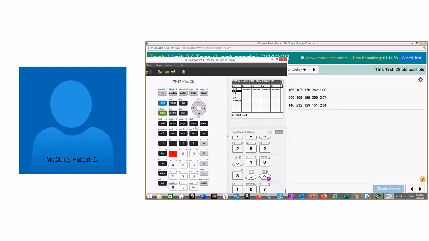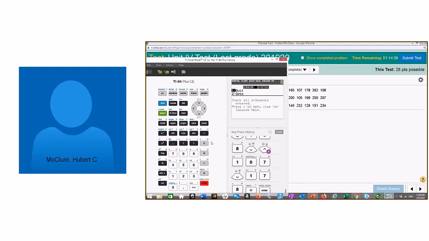Y'all be typing them in if you got a calculator. If not, you're going to have to do it by hand and type them in separately and add them to each other. So go ahead and be doing that. 178, plus, if you want to use a spreadsheet, you can do that. Enter.